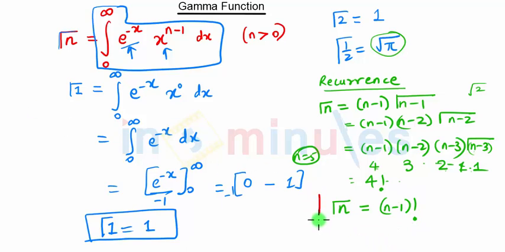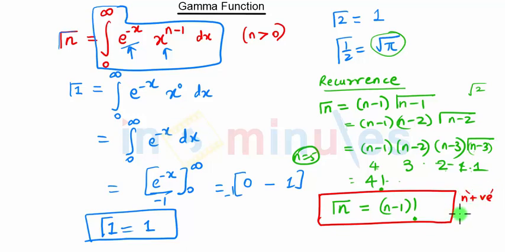This is a very important property, that gamma of n is equal to n minus 1 factorial provided n is a positive integer. This property is valid only when n is a positive integer. It should not be a fraction. So this is one property.